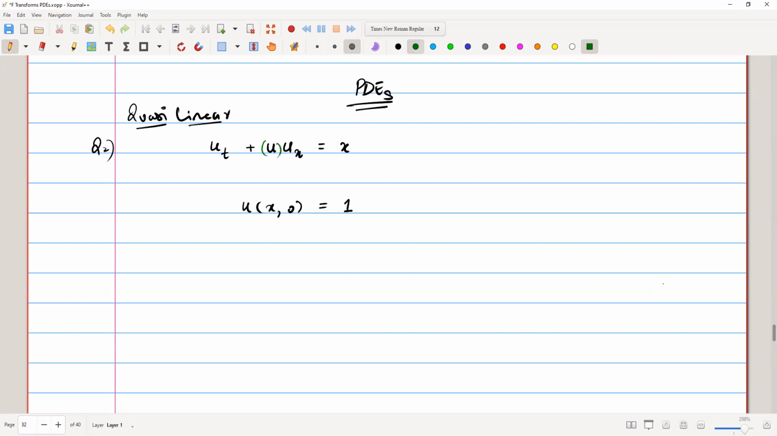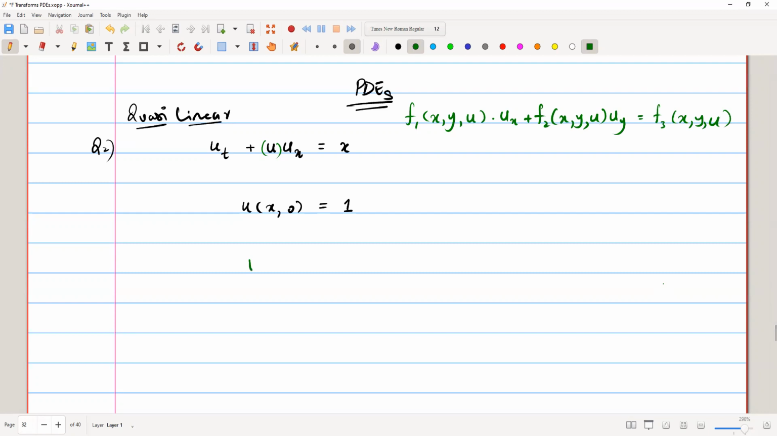And if you remember, the general form is f1 of x comma y comma u times ux plus f2 of x comma y comma u times uy or ut equals f3 of x comma y comma u. So this is the general form or standard form of quasi-linear partial differential equations of first order.